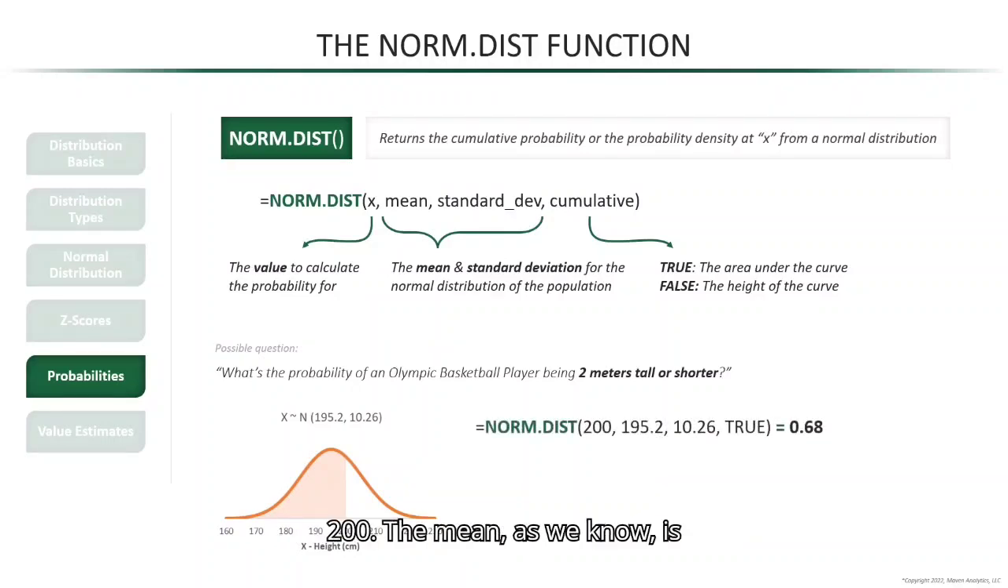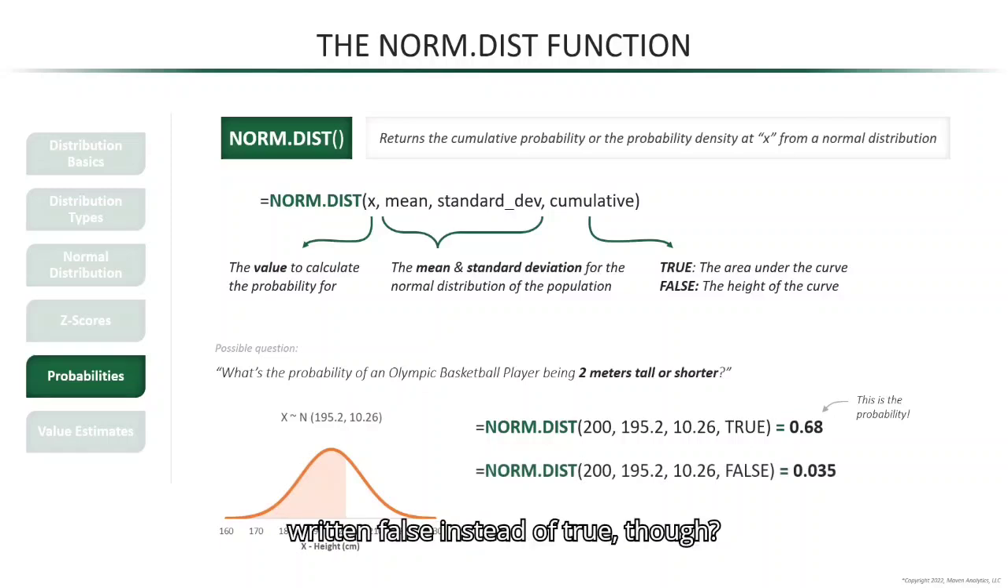The x is going to be 200. The mean, as we know, is 195.2. The standard deviation is 10.26. And since we want the area under the curve, then we'll write true as the final argument, which gives us this value of 0.68 or 68%. That's the probability. That's the answer to this question.